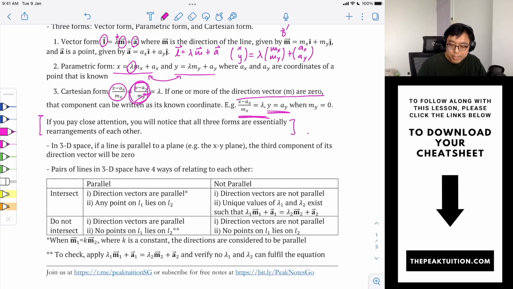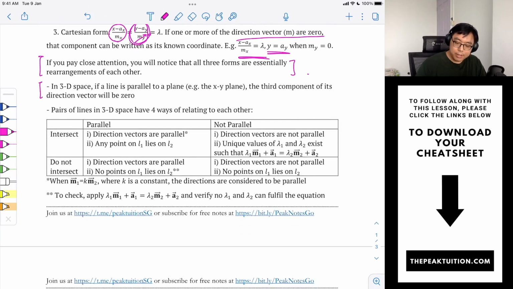Okay? So for example, if it's parallel to the XY plane, then the Z component will be 0. If it's parallel to the YZ plane, then the X component will be 0. And if it's parallel to the XZ plane, the Y component will be 0. It's basically like the line only exists on those 2 planes, so the last component just doesn't change, right?